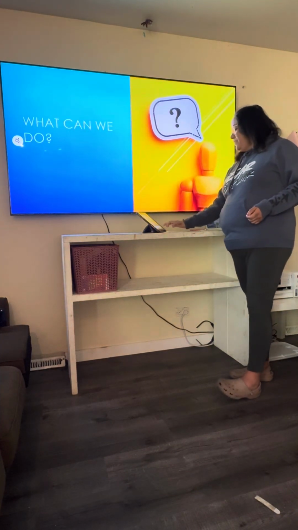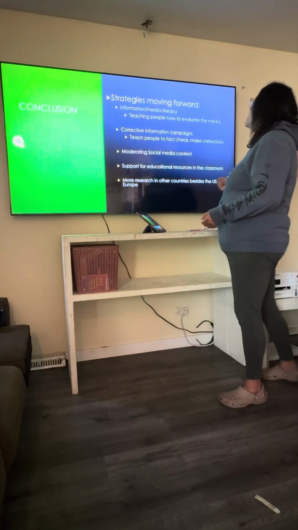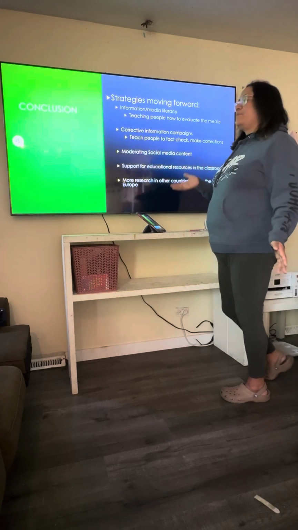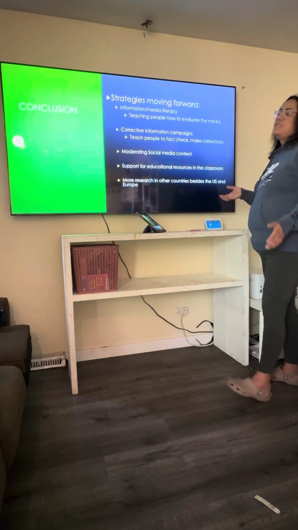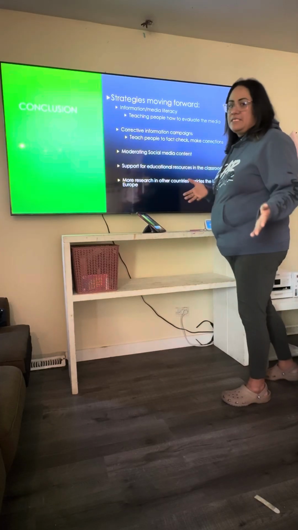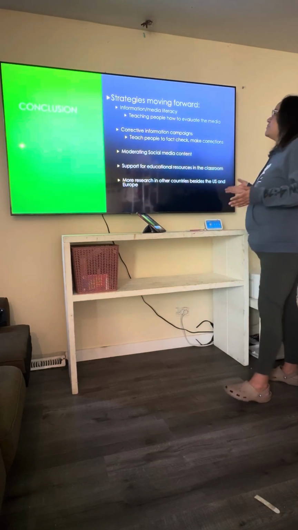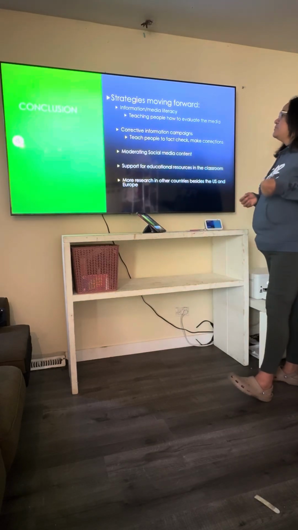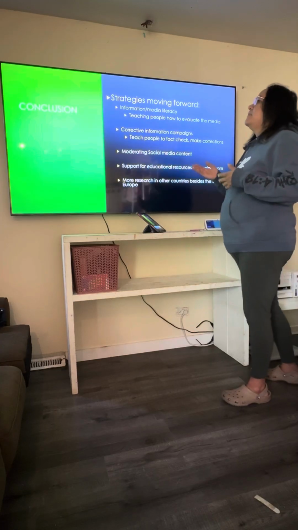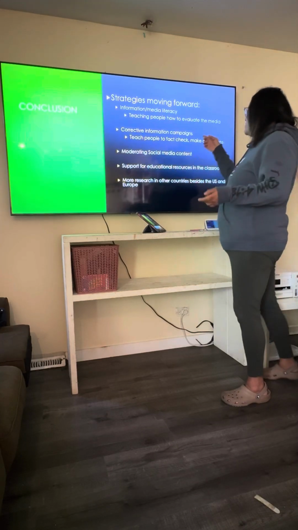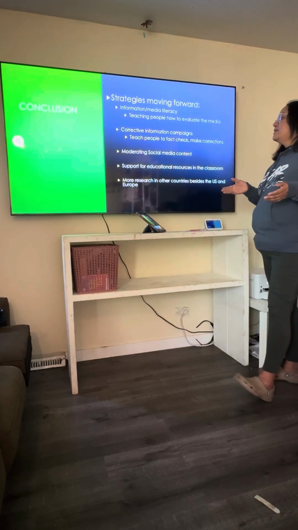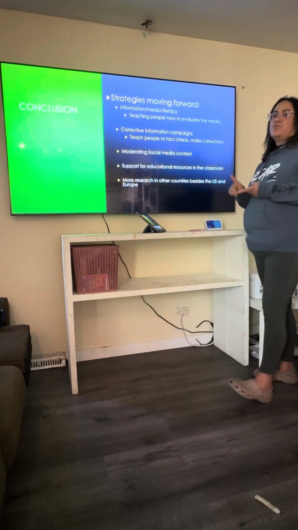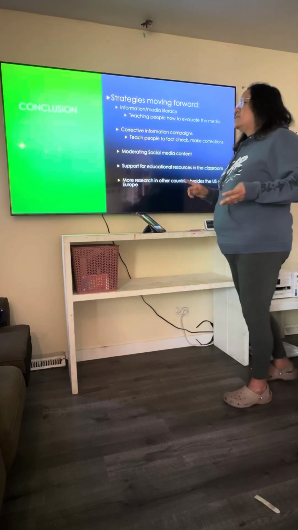So what can we do? There was a few strategies laid out. So information media literacy, so teaching people how to evaluate what's in the media, as opposed to evidence-based research as well, teaching them the importance of that. The corrective information campaigns, teaching people to fact check when there's something wrong, that they can make corrections. A lot of places now that's occurring, they're finding is through social media, so like YouTube, Facebook, X, TikTok, all these things.